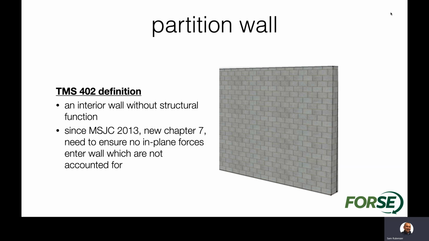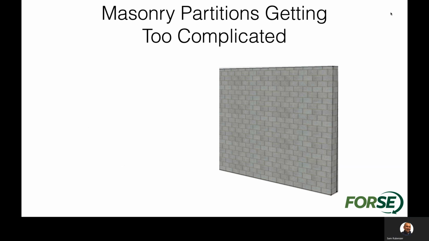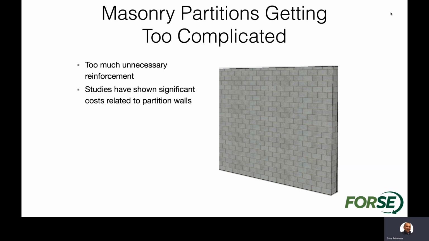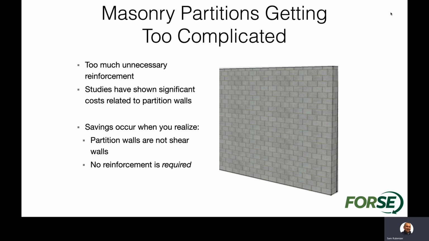And so what that means is we really should be trying to make these very efficient elements within our buildings. Because masonry walls are getting too complicated these days. There's way too much reinforcement. Studies showed significant costs related to partition walls because they're overly reinforced and overly connected, and we really can start to realize some savings when we have partition walls that are not defined as shear walls.